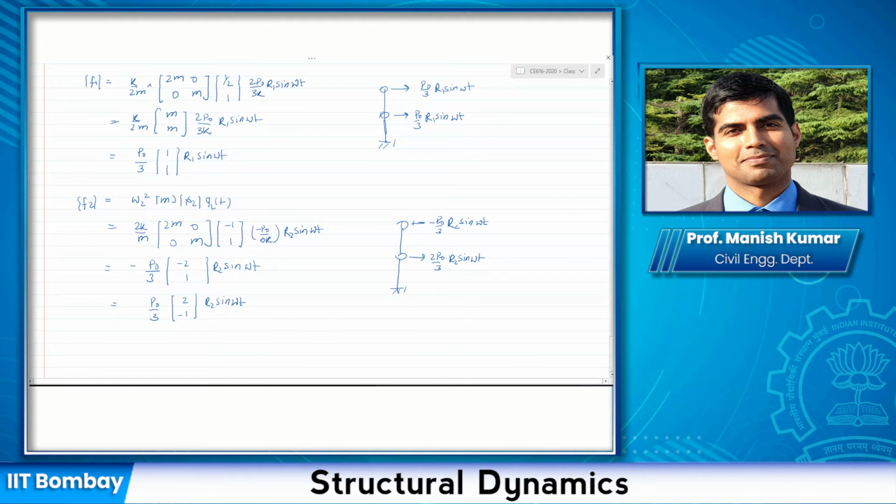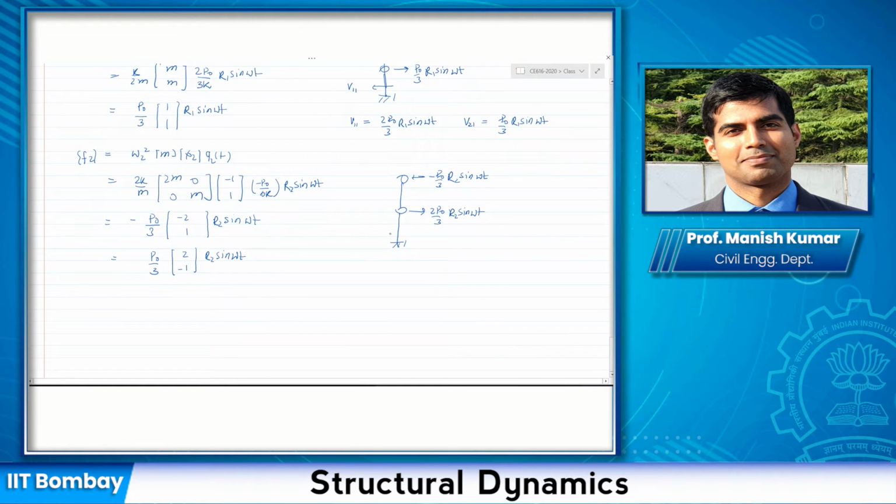So the story shear is easy to find for each mode. For example, in this mode, this is story shear in the second story in the first mode, V21, and this is story shear in the first story in the first mode. If you take the equilibrium, let us first write down V11. V11 would be just the sum of both these, so 2P0 by 3 R1 sine omega t, and V21 would be just this quantity here, P0 by 3 R1 sine omega t.